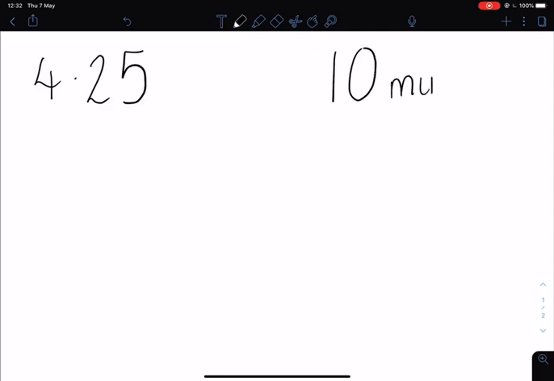So the question says, Mum put the chicken in the oven at 4:25. She let it bake covered for 10 minutes, then uncovered for 35 more minutes. When will the chicken come out of the oven? So we know that Mum put the chicken in at 4:25. It was in the oven for 10 minutes covered up. And 35 minutes uncovered.